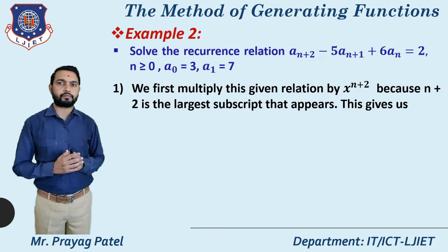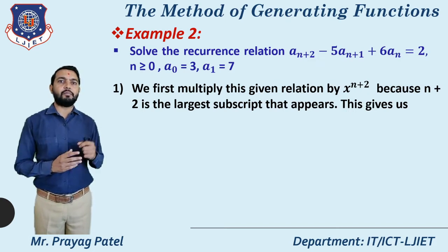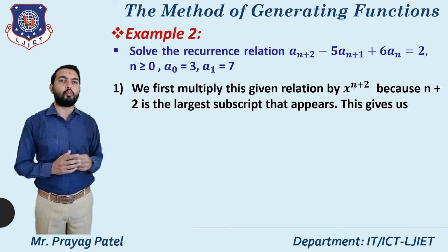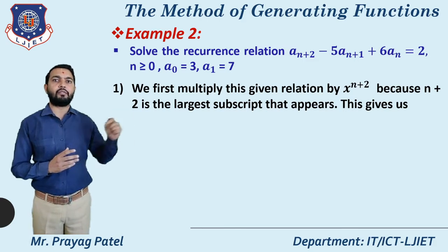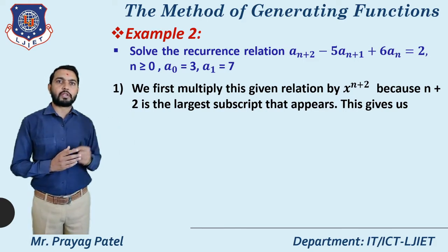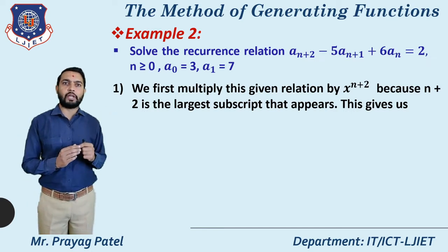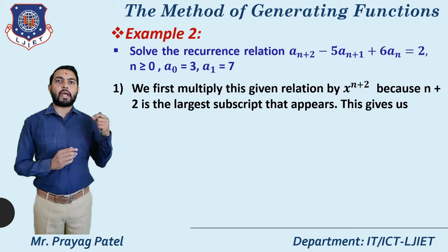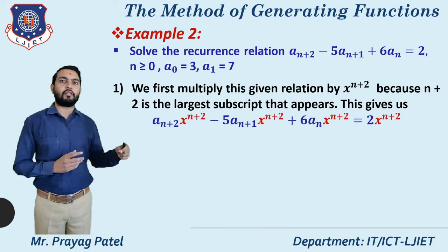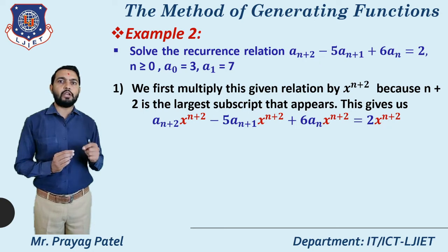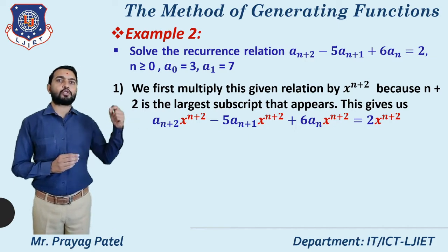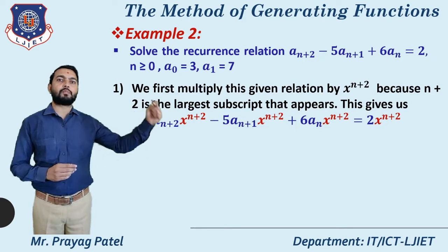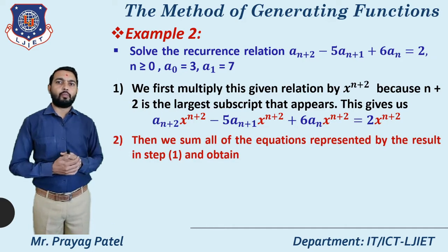So step number 1. We first multiply this given relation by x raised to n plus 2, because here the highest value is n plus 2 in the given equation, because here a(n+2), a(n+1), a(n). So highest is a(n+2). That means we multiply x raised to n plus 2 in this equation. So our equation becomes like this: a(n+2) x raised to n plus 2 minus 5a(n+1) x raised to n plus 2 plus 6a(n) x raised to n plus 2 is equal to 2x raised to n plus 2.